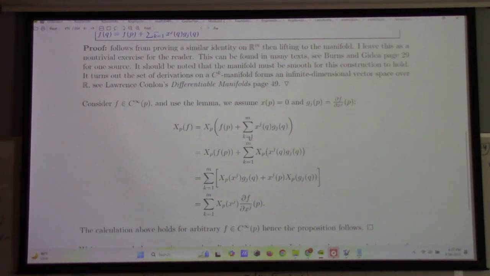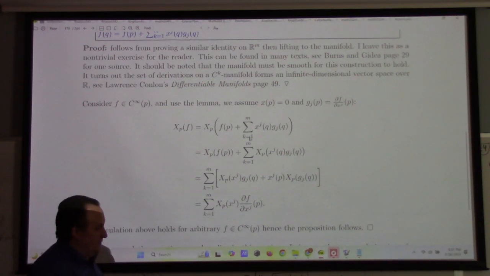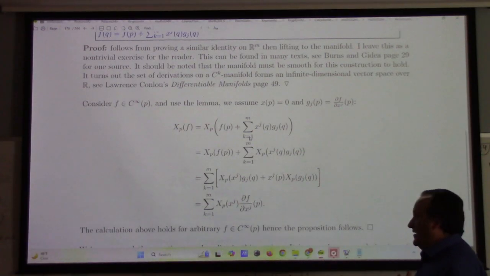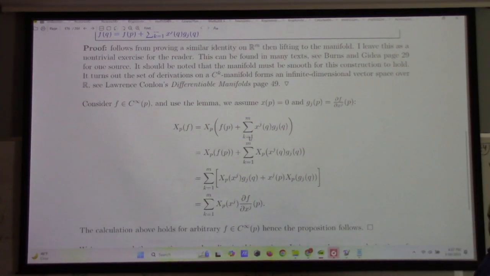And we're going to say that the set of derivations is the tangent space to the manifold once we have a little bit further discussion here. In contrast, if we were talking about C^k manifolds, we couldn't identify the tangent space with the set of derivations because they're actually infinite dimensional. Assuming smooth is what makes this work.